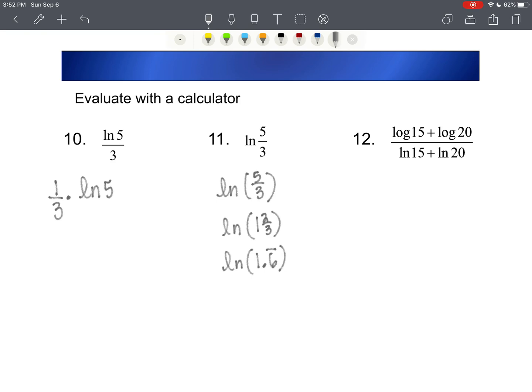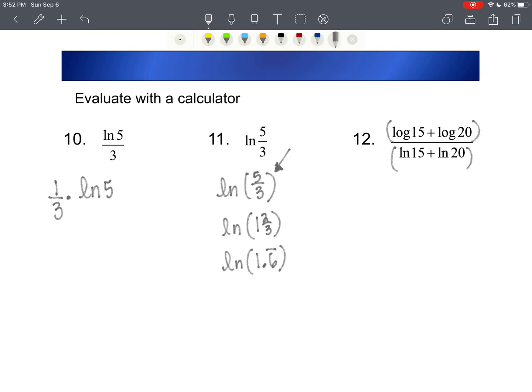We're not going to put 1 2/3 in our calculator. We're not going to put 1.6 repeating in our calculator. We're going to put this into our calculator. For number 10, we're going to put 1/3 times the natural log of 5 into our calculator. And for number 12, we've got log of 15, that's log base 10 of 15, plus log base 10 of 20. That entire numerator is going to get divided by the entire denominator.